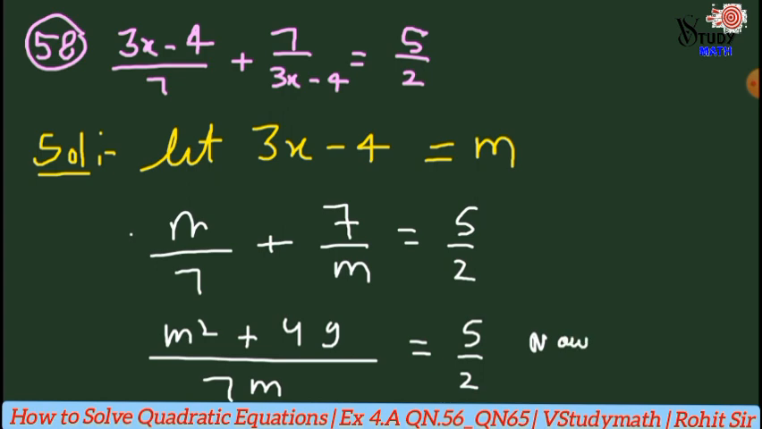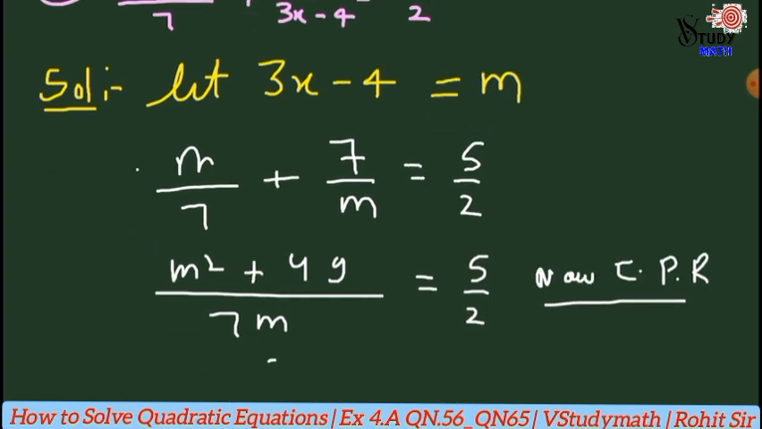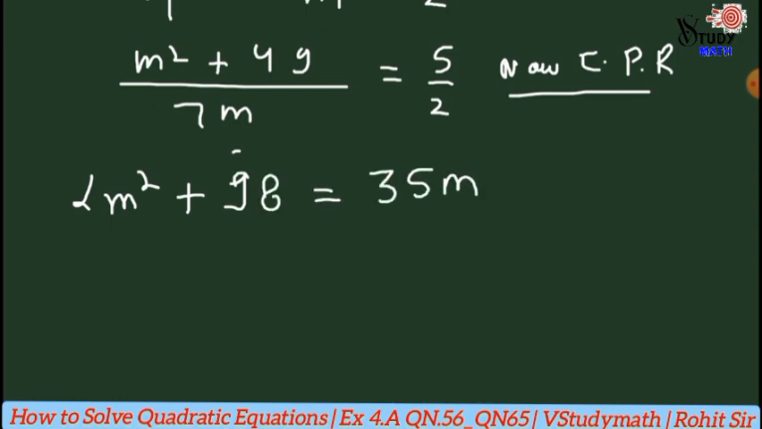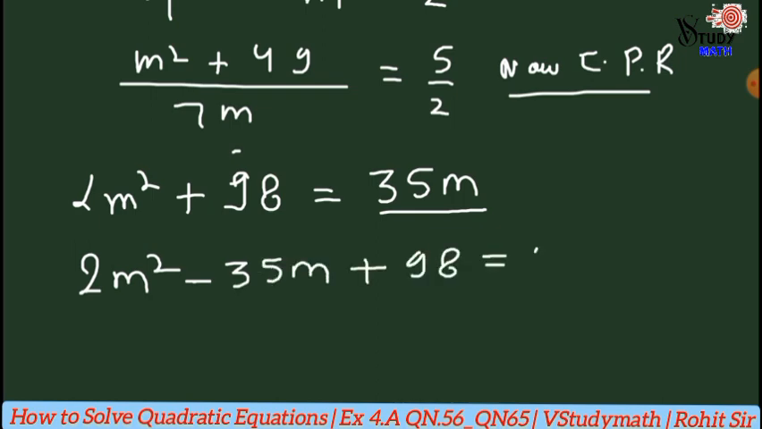Now here we are going to apply the cross product rule, that is called CPR. Now apply CPR here. So we have 2m square plus 98 is equal to 35m. Now form the standard form of the quadratic equation. When this positive 35m goes to the left hand side, it becomes negative: 2m square minus 35m plus 98 is equal to 0.